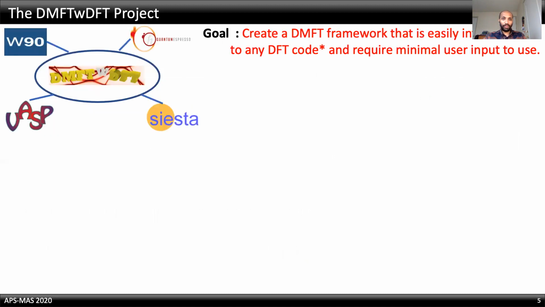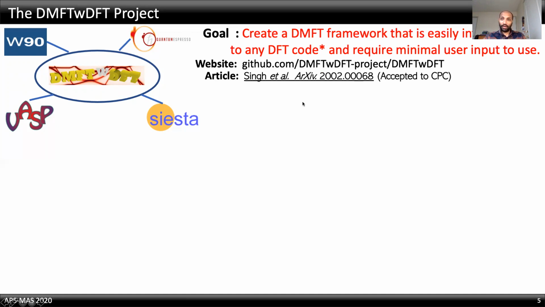So the goal of the DMFT framework is to create something that is easily interfaceable to any DFT code and requires very minimal user input. So far, we have been able to interface our DMFT code with the DFT codes VASP, Siesta, and Quantum Espresso through the Wannier90 interface. And recently, our article got accepted to the Computer Physics Communications Journal.